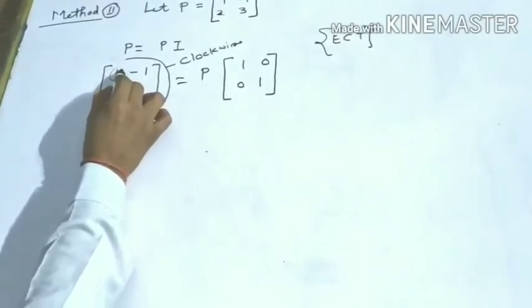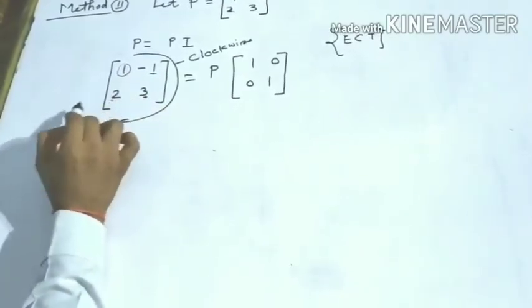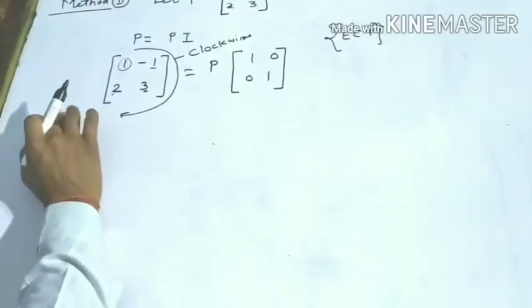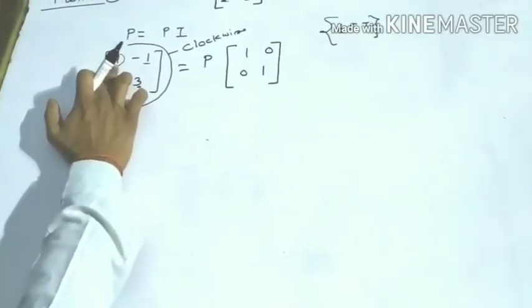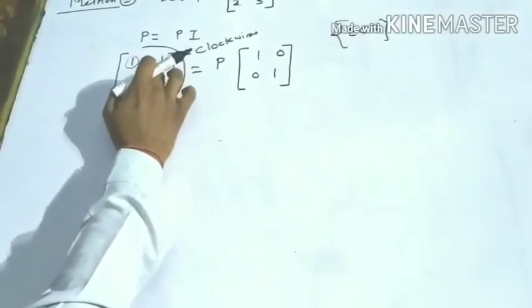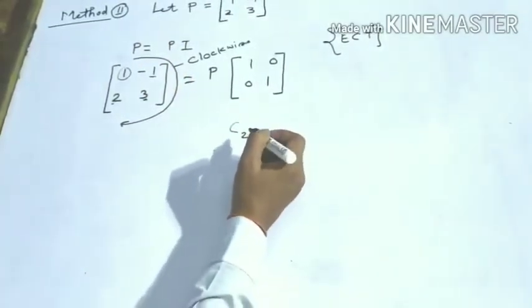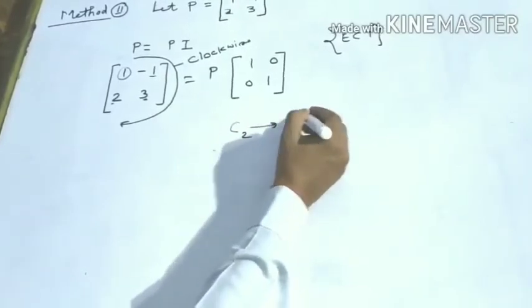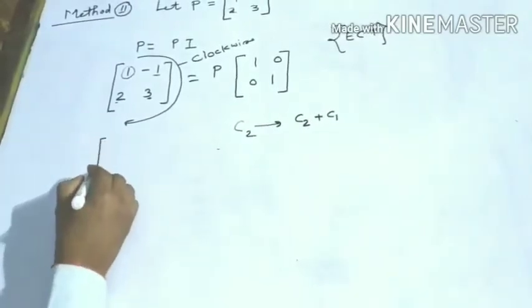And the first element we are making 1. And then the second element we are making 0. Then the third element we are making 1. And then the fourth element we are making 0. Now you have to see here 1 is given, so no problem. And in this, minus 1 is given, and that minus 1 we are going to make 0. So in C2, because this is the element of the second column, we are going to do C2 plus C1. Then what will we get?